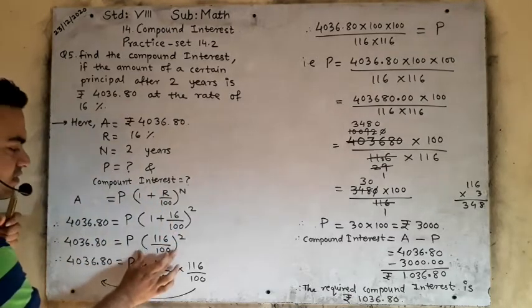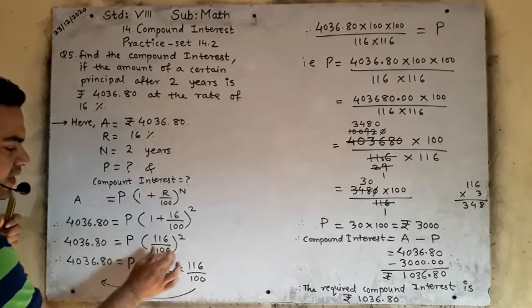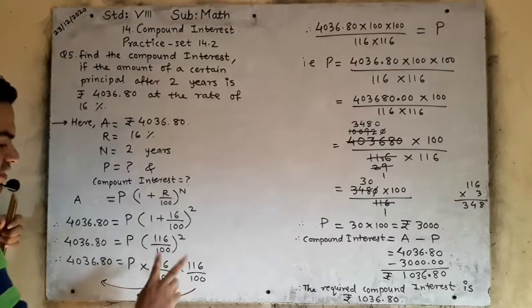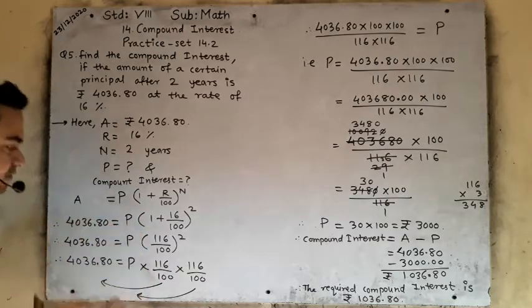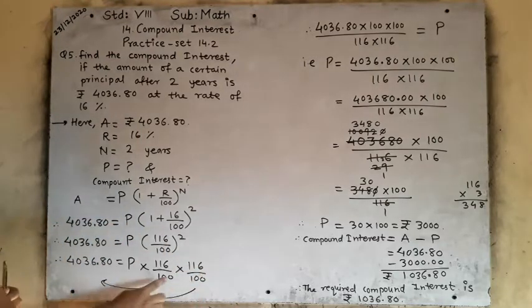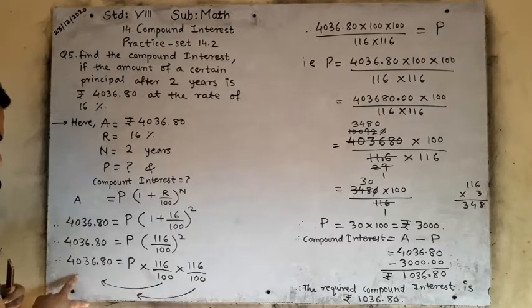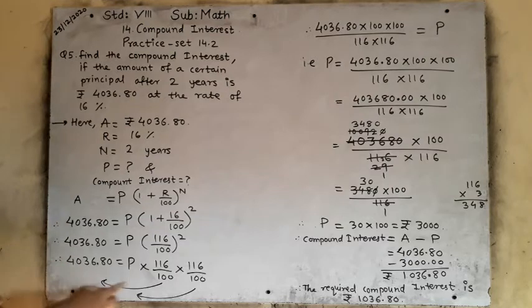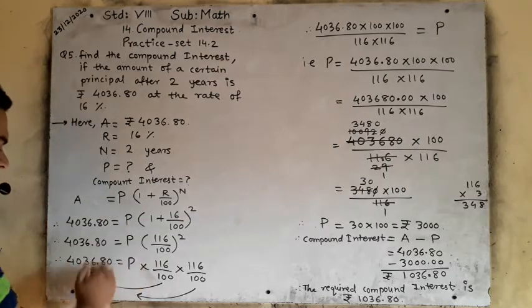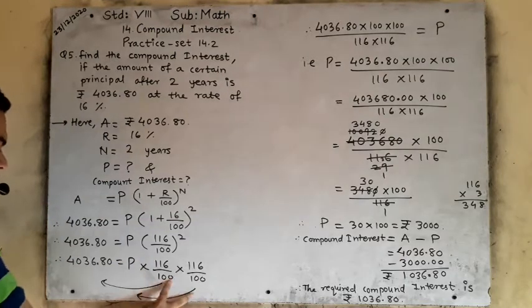Now this 116 upon 100 bracket square means we have to write it twice. हम इसको 2 बार लिखेंगे. See, amount के नीचे amount, principal के नीचे principal, bracket के नीचे bracket. Now we have to find the principal, so these two ratios will go here to the left hand side. Okay, these two ratios fractions will come here to the left hand side and they will reciprocal. 100 ऊपर जाएगा, 116 नीचे आएगा. Is it clear? They both will come to the left hand side and they will reciprocal.